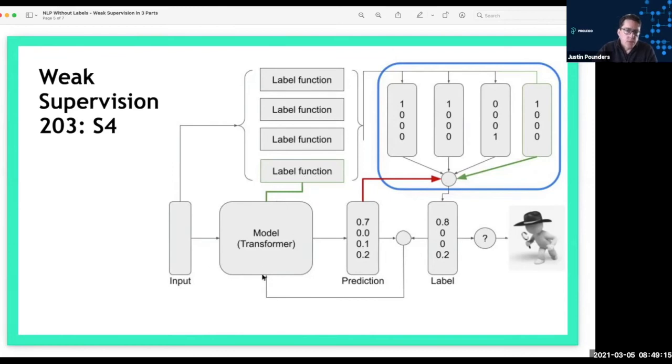So modern transformers are built around the idea of self-attention. And what that means is that it can look at the words that are contributing to classification and identify which words, in a sense, are important to making that classification.